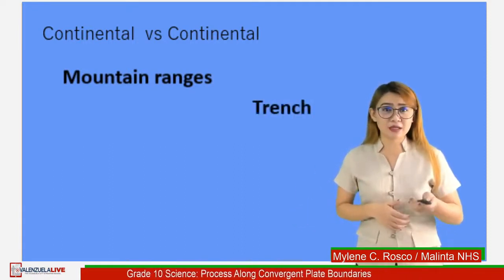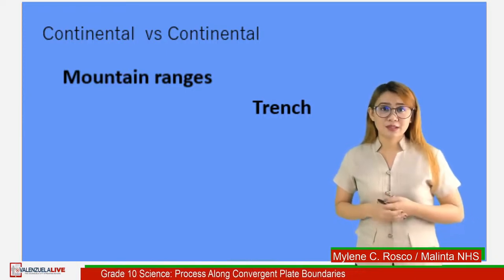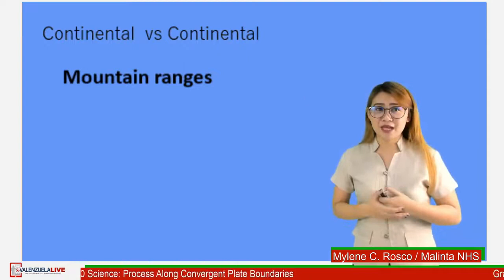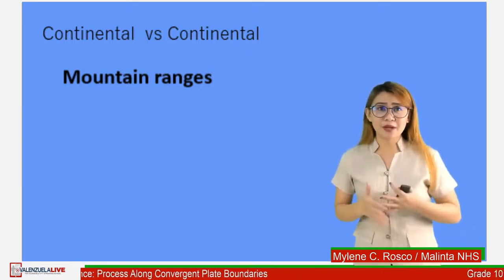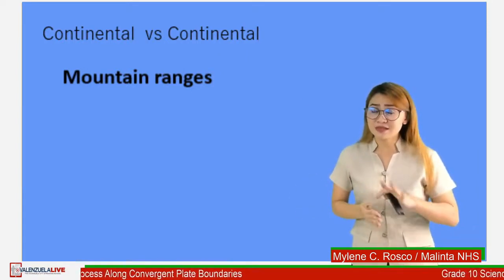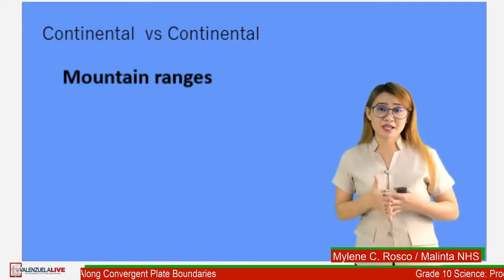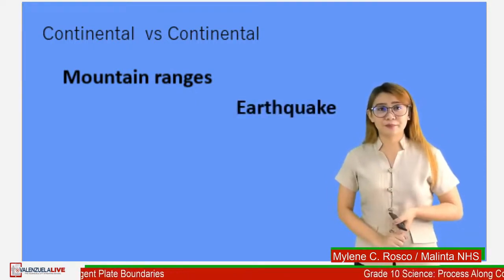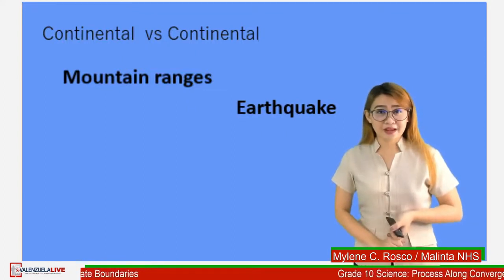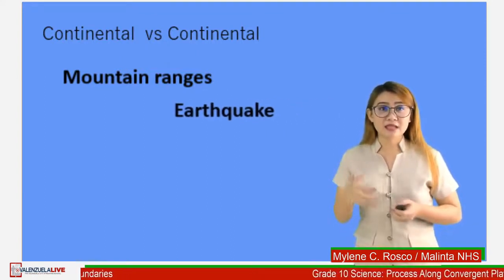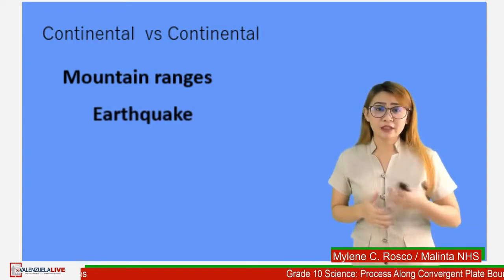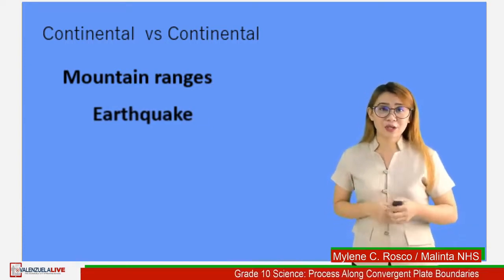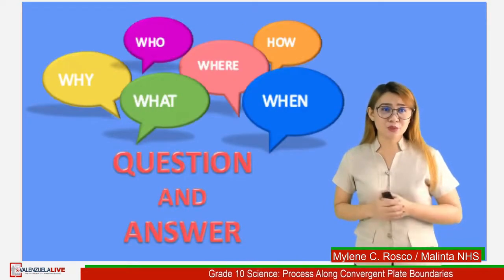Last one. We have trench. So the correct answer for trench is sad face. It will not be formed at the continental convergence because there is no subduction process. Alright? And the last one, earthquake. The correct answer is like. So shallow earthquakes are also present at this type of collision. Okay? So good job, students.